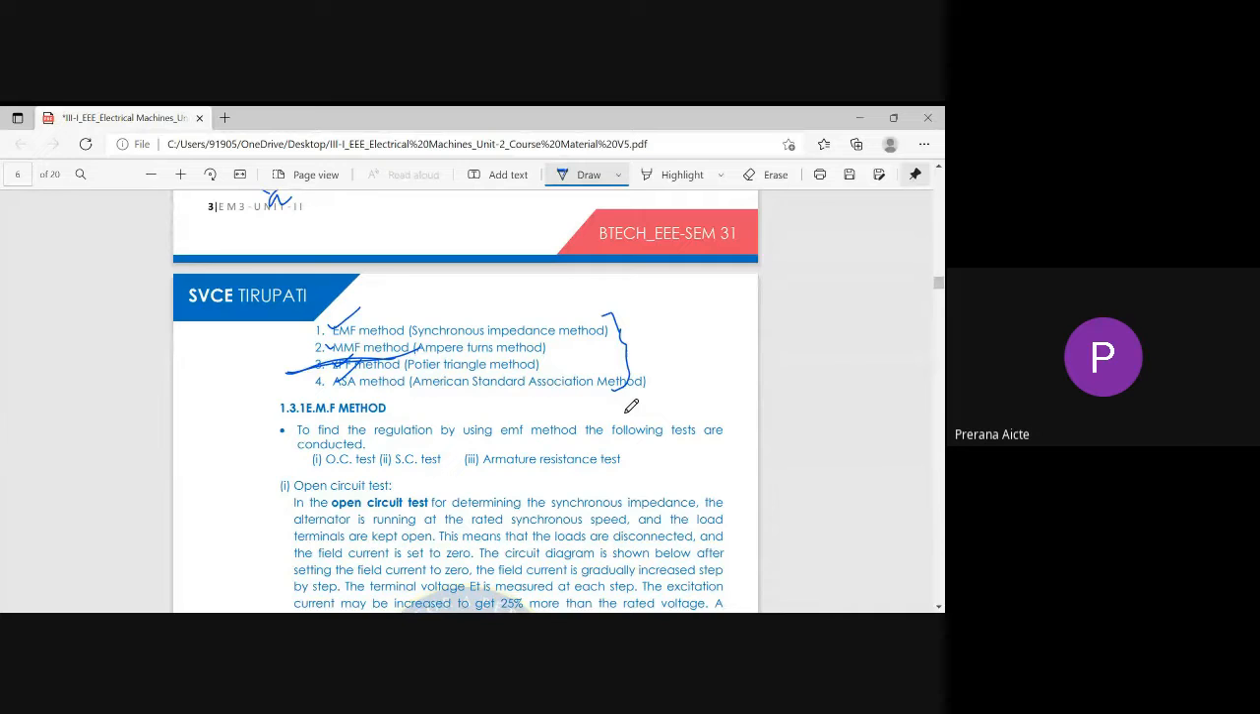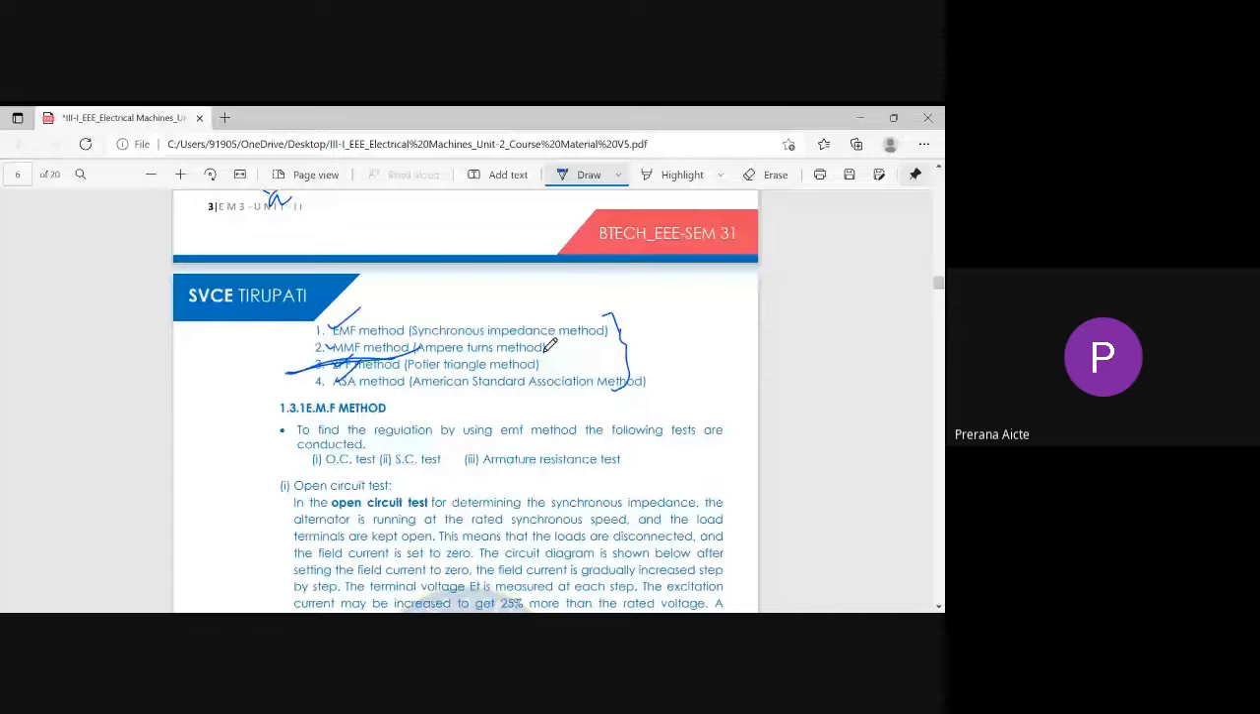In the EMF method, the voltage regulation obtained is more than the actual value. For that reason, we can call this a poor method, or a bad method, or a pessimistic method. There is one name for this one: we call this method a pessimistic method.